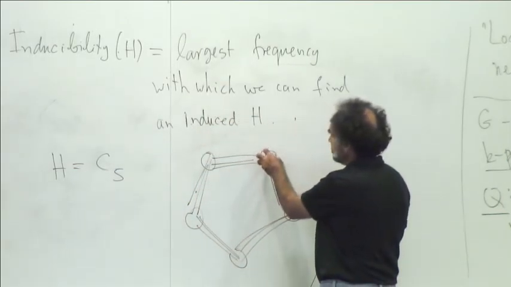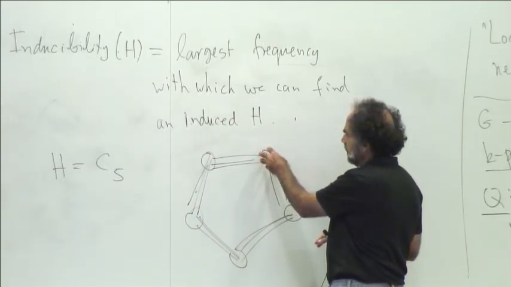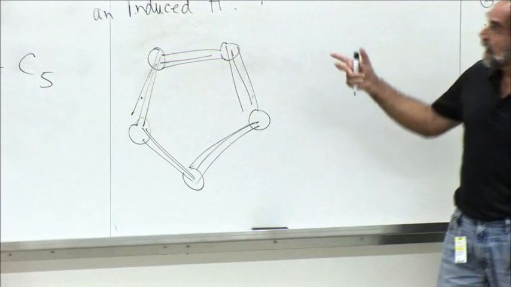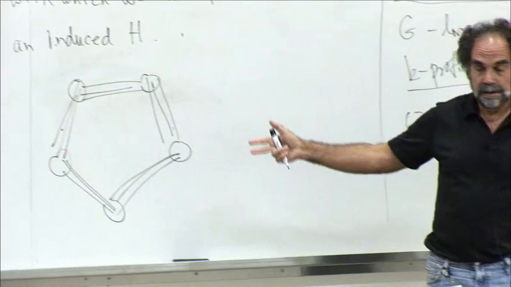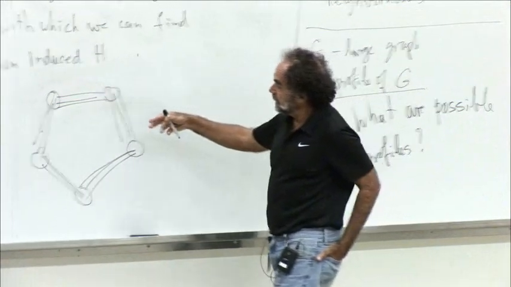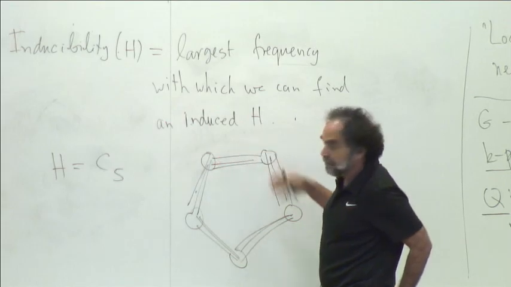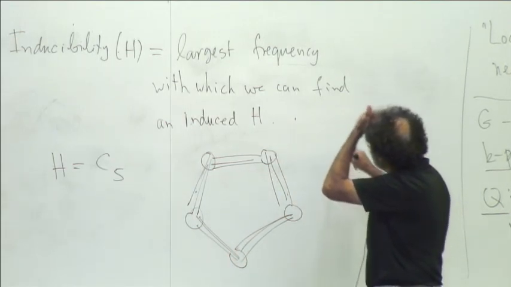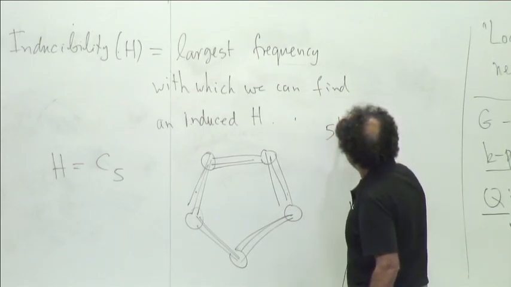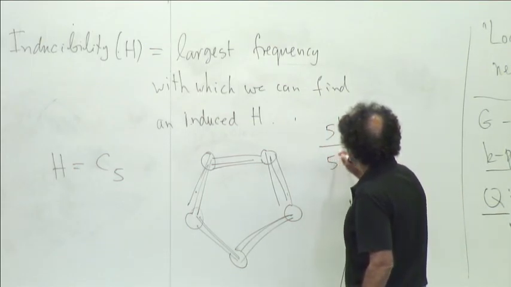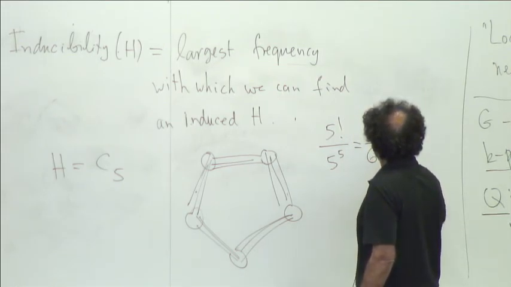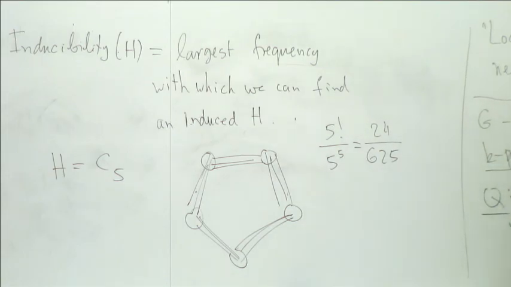So you replace each vertex of a C5 by an independent set of size n, and you connect with a complete bipartite graph. How likely are you to find a C5 here? Well, you'll find it precisely if each of the 5 vertices falls in a different block, which means that the probability is 5 factorial over 5 to the 5, which is 24 over 625. Well, anyone willing to raise the bets?